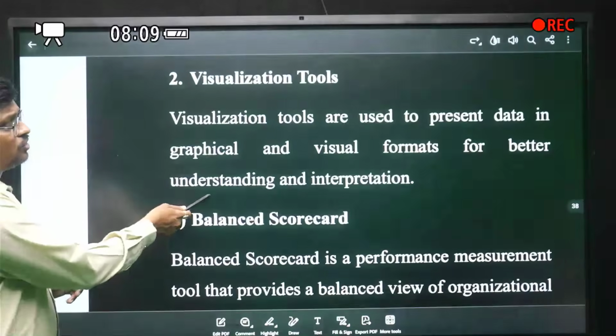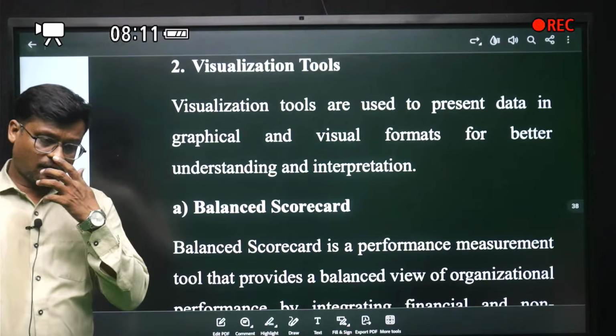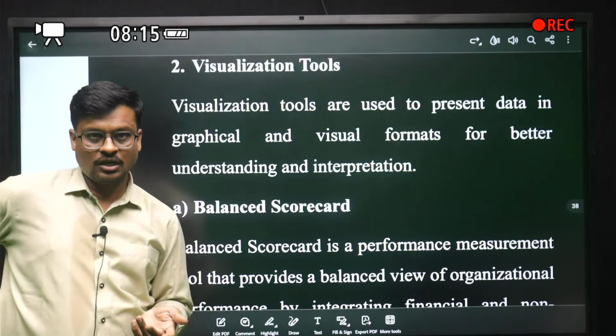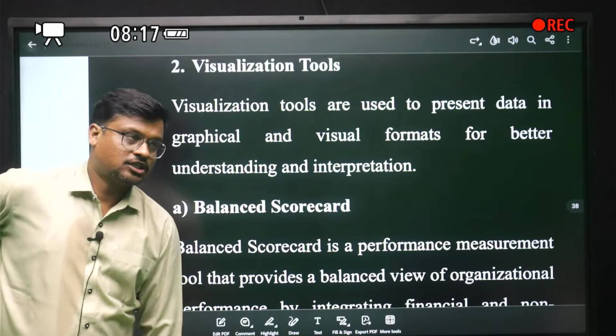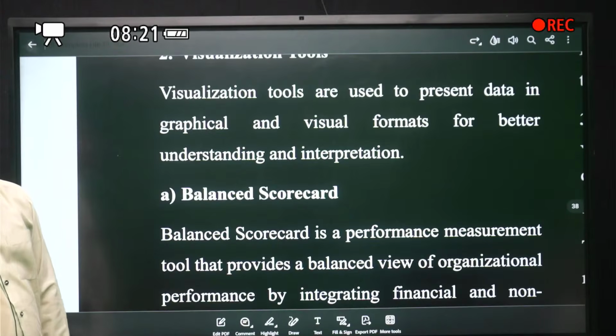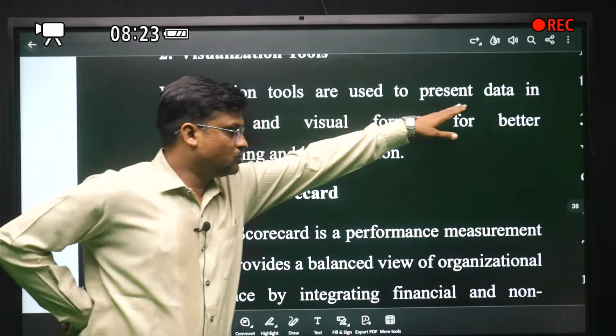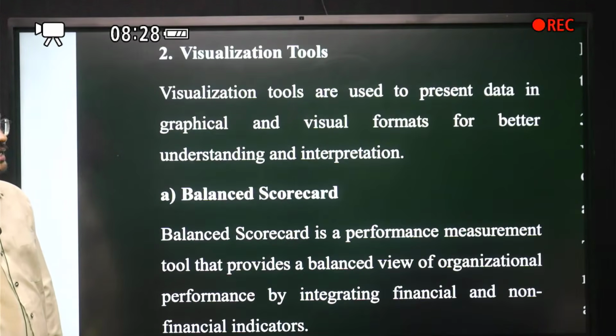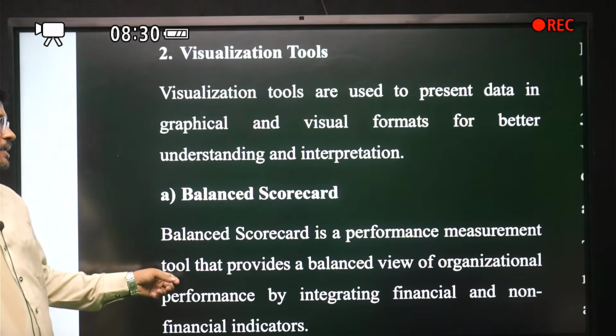The second tool is the visualization tool. OLAP and data mining fall under what, dear? Knowledge tools. Now this is the visualization tool. In the visualization tool, we focus on the presentation, right? Visualization tools are used to present data in graphical and visual formats for better understanding and interpretation.